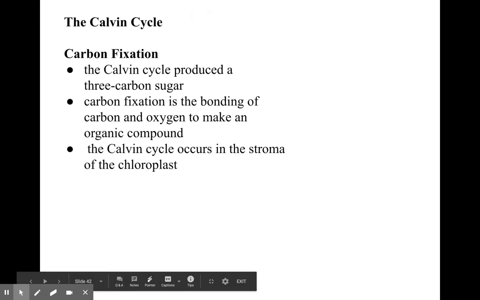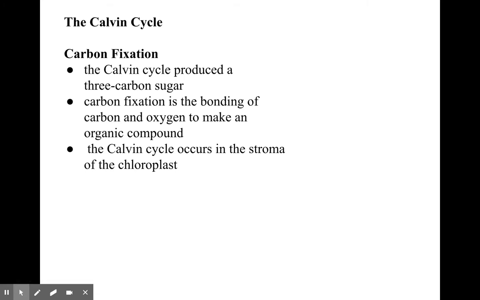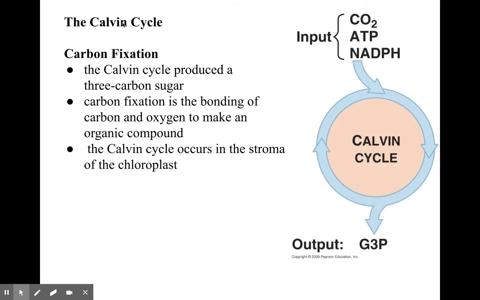Okay, so the second part of photosynthesis after the light reactions is the Calvin cycle. The Calvin cycle is responsible for carbon fixation. Carbon fixation is the bonding of carbon and oxygen to make an organic compound. So we're taking carbon dioxide and making organic compounds.